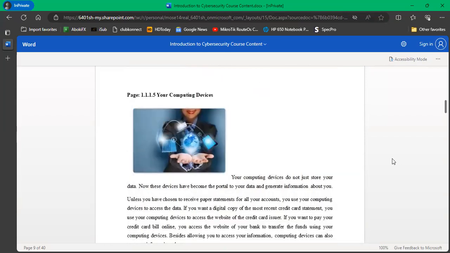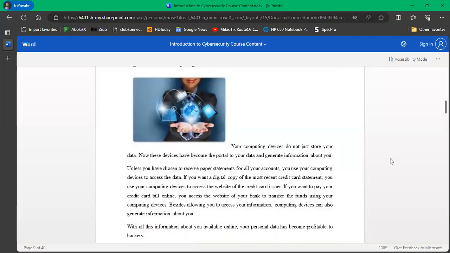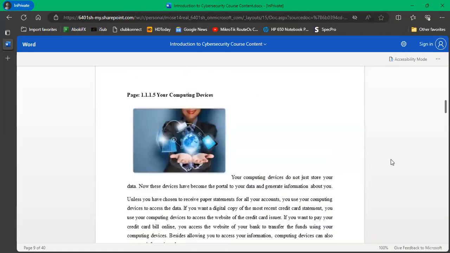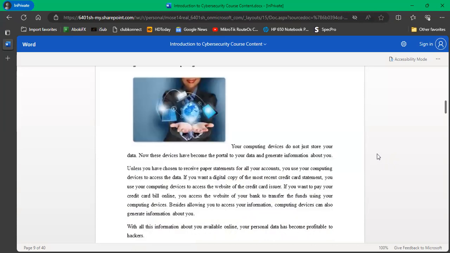So the next is your computing devices. Your computing devices do not just store your data. Now, these devices have become the portal to your data and generate information about you. Unless you have chosen to receive paper statements for all your accounts, you use your computing device to access the data.